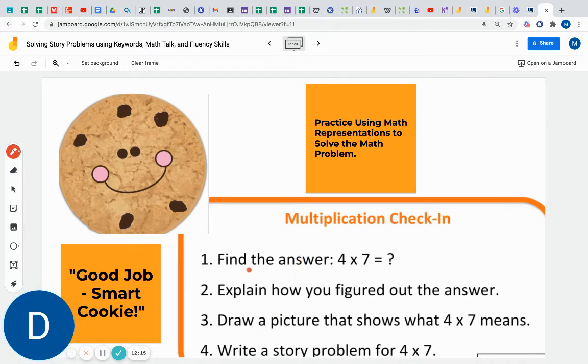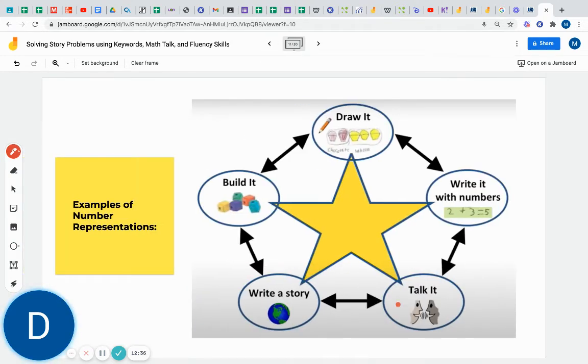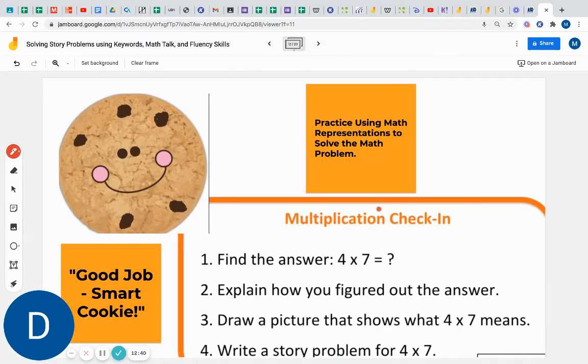and I would like you to find the answer for 4 times 7. Go ahead and do that right now. Now, if you already learned it as a math fact, that's advantageous to you. If you don't know it as a math fact, or if you do, I'd like you to show your work and use one of these types of number representations to explain how you got your answer to 4 times 7. Right here. Explain how you figured out your answer. This is part of our math talk time.